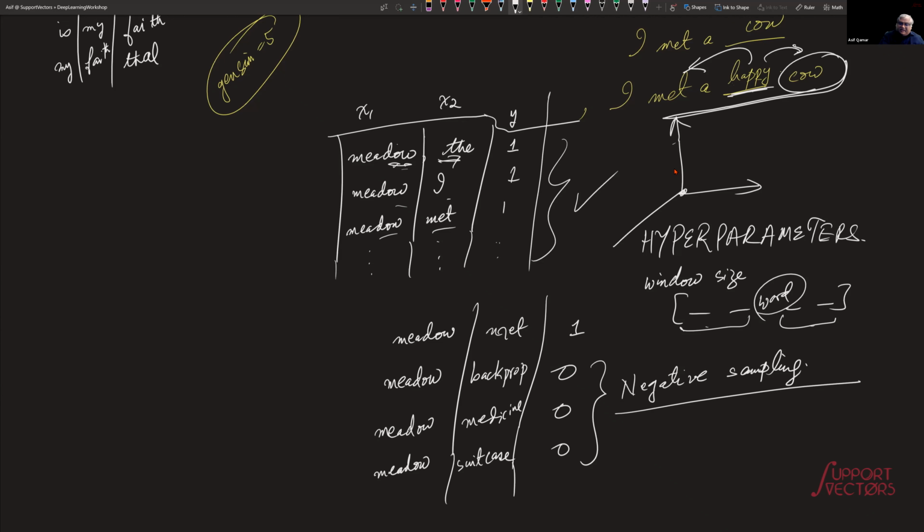A common value that these libraries tend to take is 5. But you can play with window sizes, and they have certain implications. Since we don't have enough time at this moment, we'll do it when we do natural language processing in depth. We'll talk about that. The other hyperparameter is how many negative samples for each positive sample.